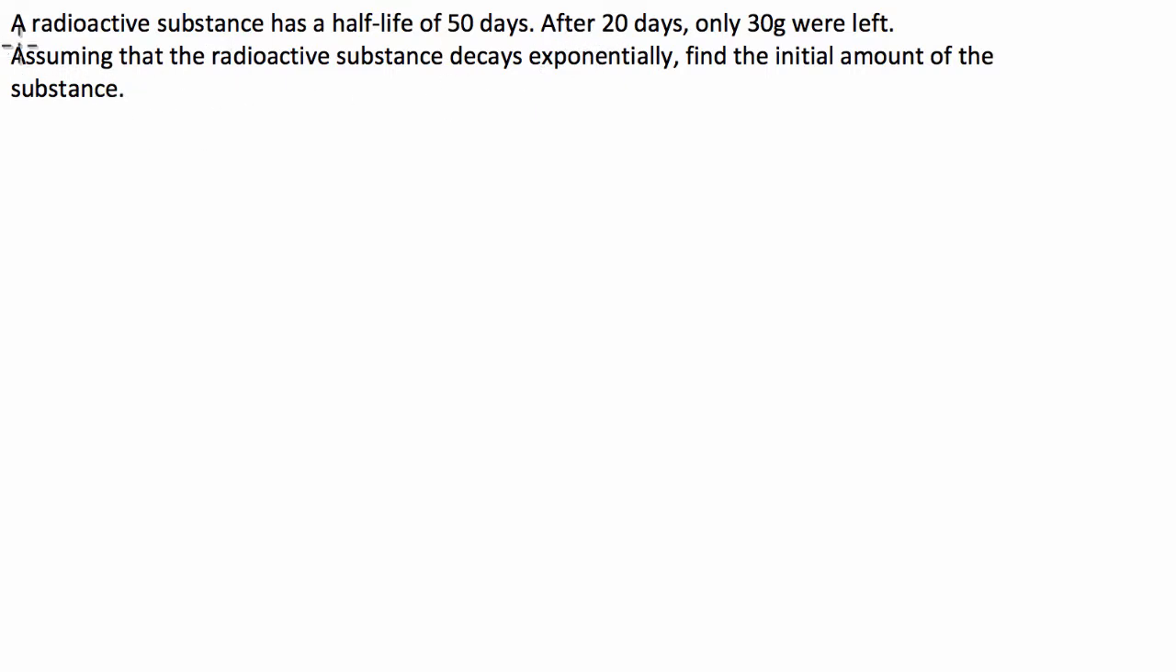Okay, so using this second sentence, assuming that the radioactive substance decays exponentially, we're going to use the formula. We're going to assume that its decay pattern takes this kind of relationship. So let the amount of substance left equal A, and the initial amount we're going to just call A naught. A = A naught e^(kt). Great, this is our decay relationship.